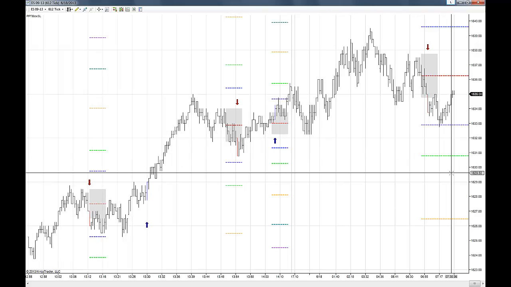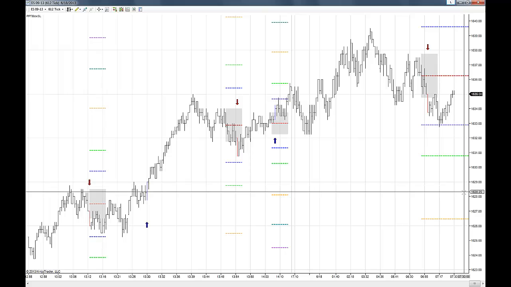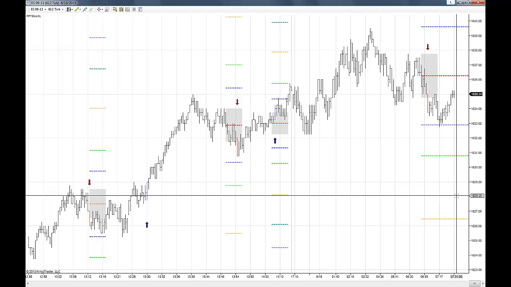Okay, why is that important? It's important because if you're trading in probabilities, it's important to know what you're getting into. It's important to look at your strategy. In this case, obviously the box.